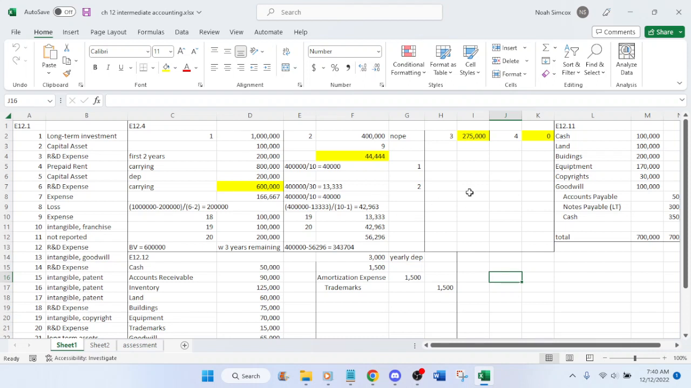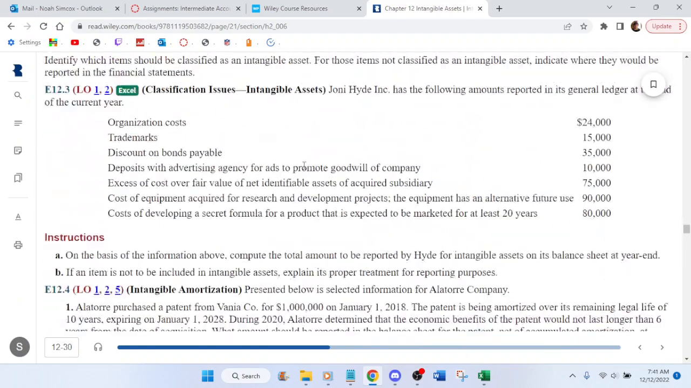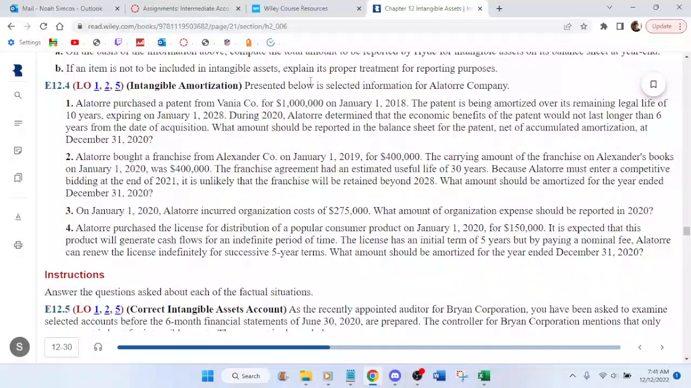12.4. Oh, great. Oh, great. I think I did the question wrong or something. Number 1. Purchased a patent. 10 years life. Okay, I think I know how to do this.